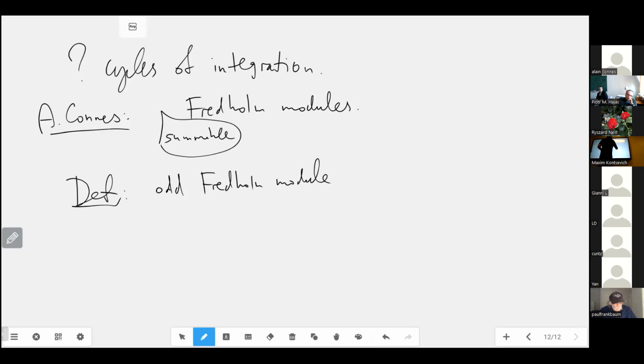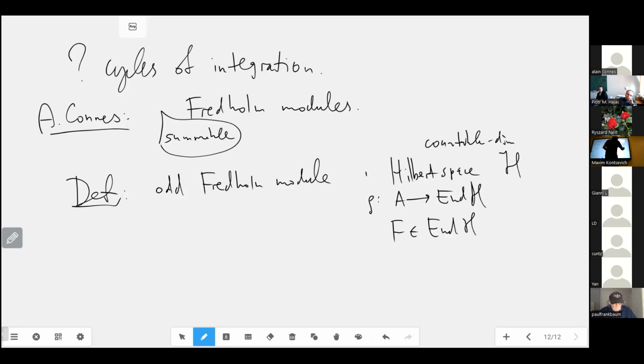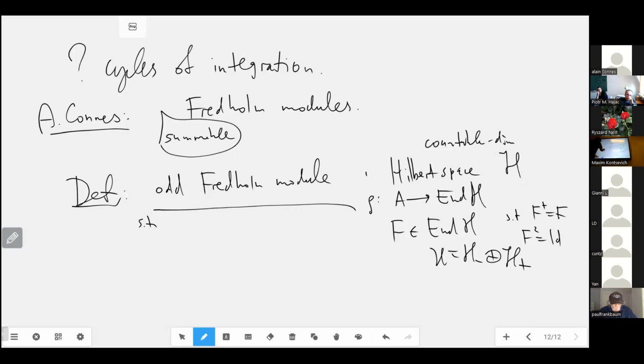The odd Fredholm module is a Hilbert space H, of countable dimension in the Hilbert space sense, not huge uncountable like L2, some homomorphism rho of my algebra to endomorphisms of this Hilbert space, and some operator F. It's self-adjoint and squares to the identity map. So it's really a decomposition into a sum of two subspaces, plus and minus part, according to eigenvalues. And with the property that for any element of the algebra, the commutator with F is a compact operator.